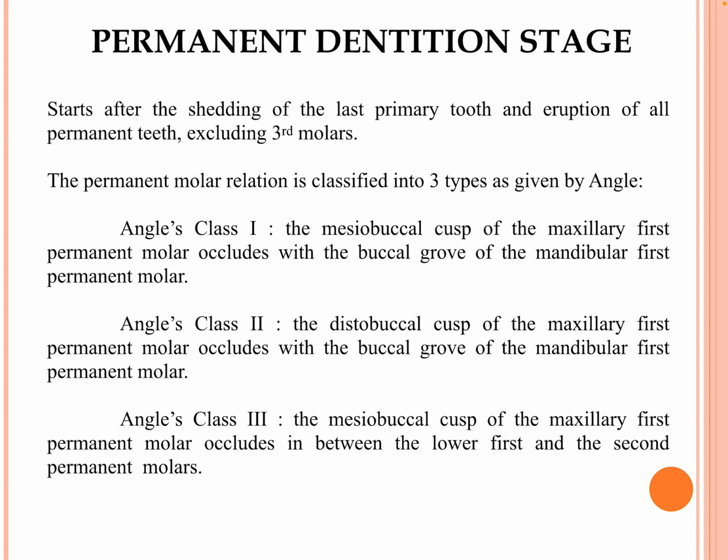In Angle's class 1 molar relation, the mesiobuccal cusp of the maxillary first permanent molar occludes with the buccal groove of the mandibular first permanent molar. In Angle's class 2 molar relation, the distobuccal cusp of the maxillary first permanent molar occludes with the buccal groove of the mandibular first permanent molar. In Angle's class 3 molar relation, the mesiobuccal cusp of the maxillary first permanent molar occludes in between the lower first and second permanent molars.